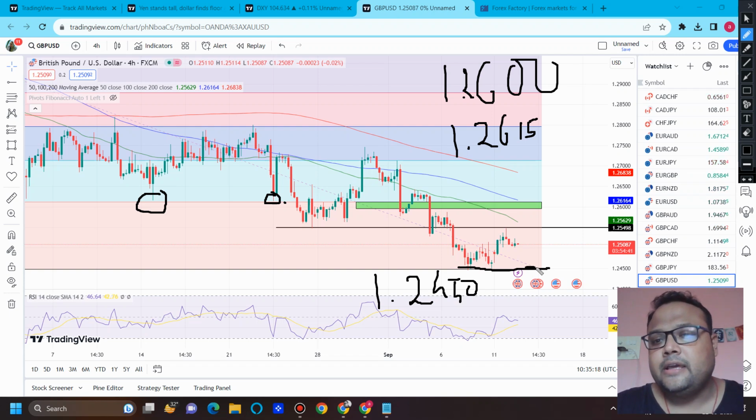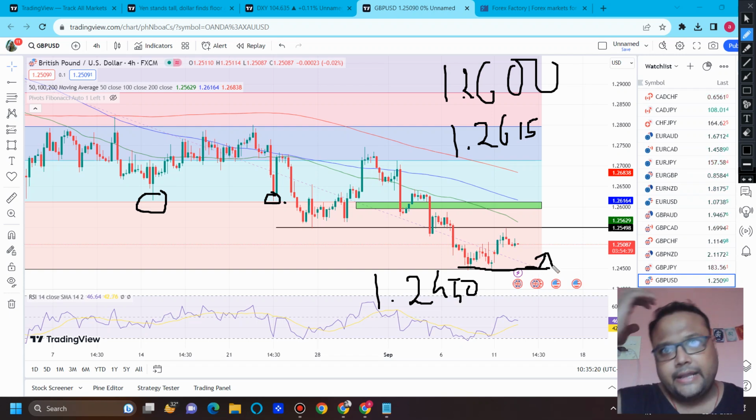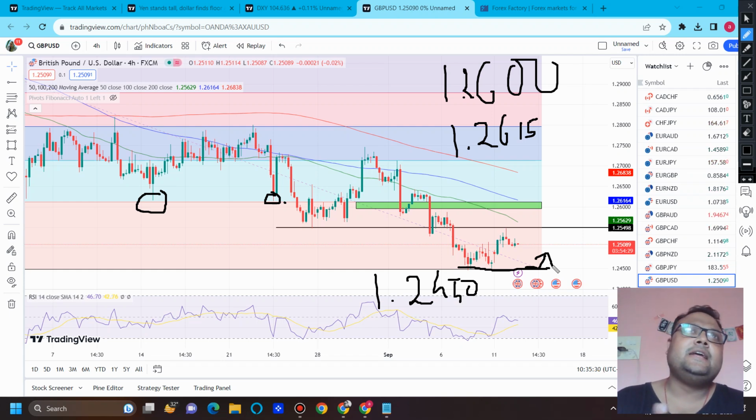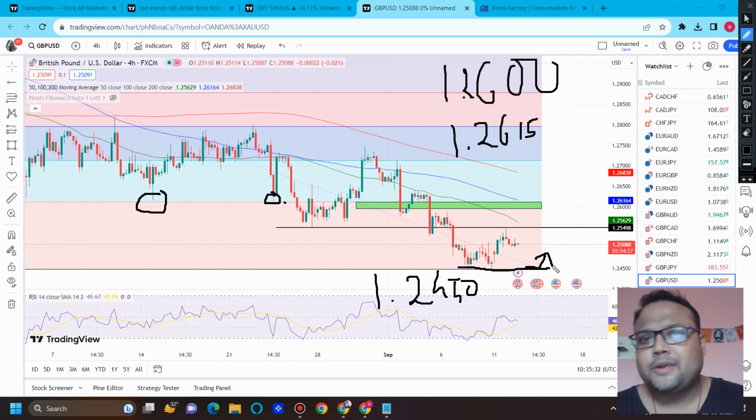If buyers around this area try to take the market up, you can look for a quick buy position. Do not expect a complete trend reversal. Do not expect an extravagant trade. But still, as a day trader, you can expect 30-35 pips. Yeah, 40 pips. I'm a 40 pips trader.